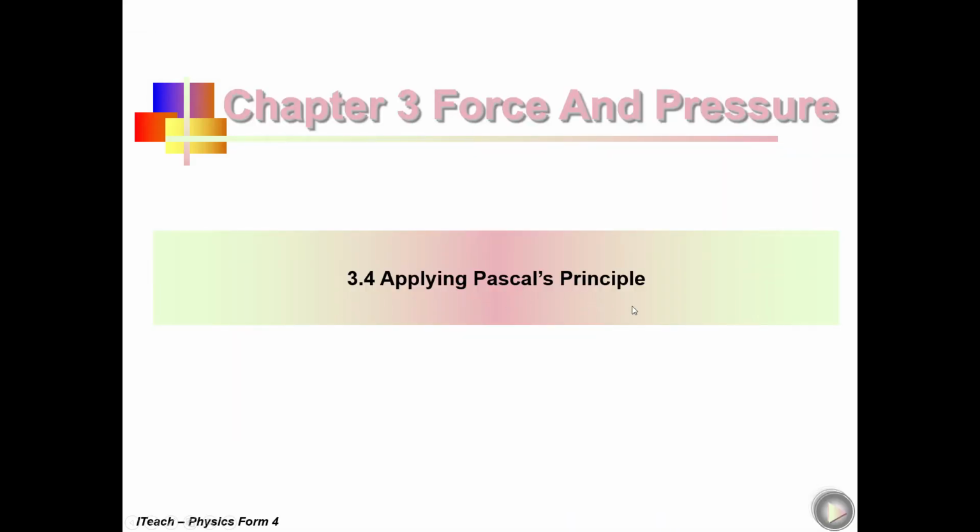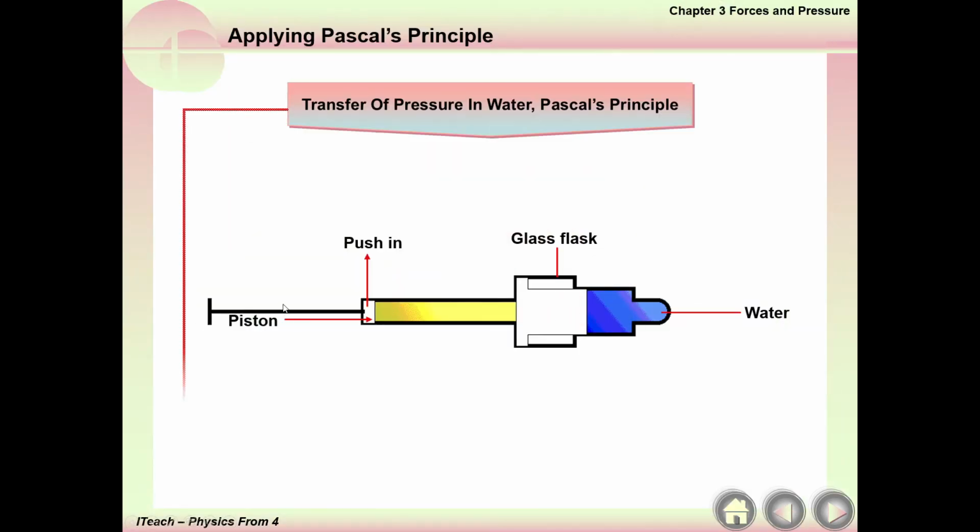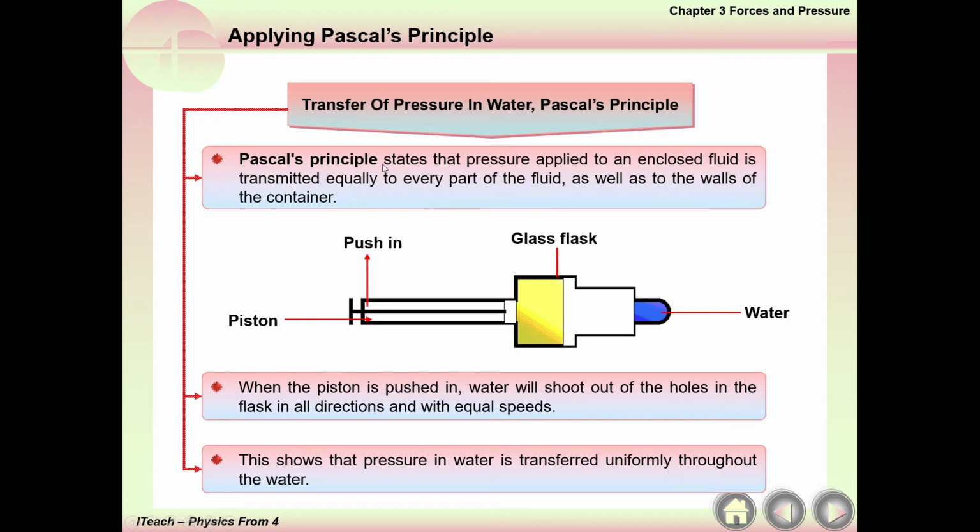Next, applying Pascal's principle. Okay. Pascal's principle states that pressure applied to an enclosed fluid is transmitted equally to every part of the fluid as well as to the wall of the container. Okay, when the piston is pushed in, water will shoot out of the holes in the flask in all directions and with equal speed. Okay, this shows that pressure in water is transferred uniformly through the water.